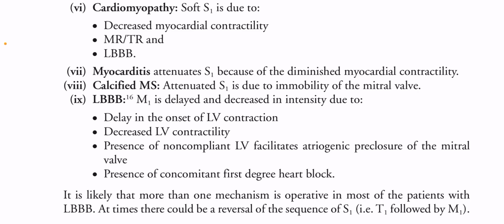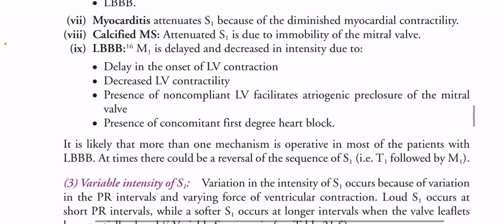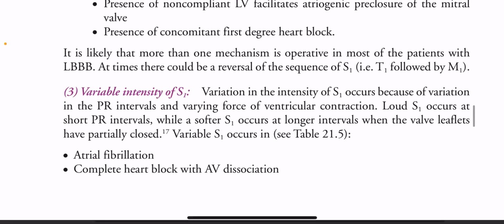Calcified MS: attenuated first heart sound is due to immobility of the mitral valve. LBBB: M1 is delayed and decreased in intensity due to delay in the onset of LV contraction, decreased LV contractility, presence of a non-compliant LV that facilitates atriogenic preclosure of the mitral valve, and presence of concomitant first degree heart block. It is likely that more than one mechanism is operative in most patients with LBBB. At times, there could be a reversal of the sequence of the first heart sound, T1 followed by M1.